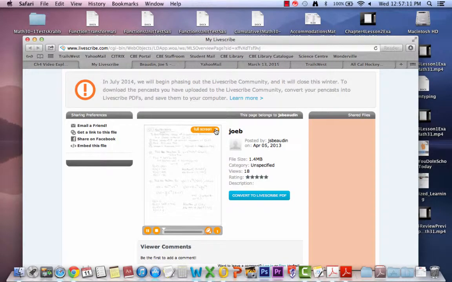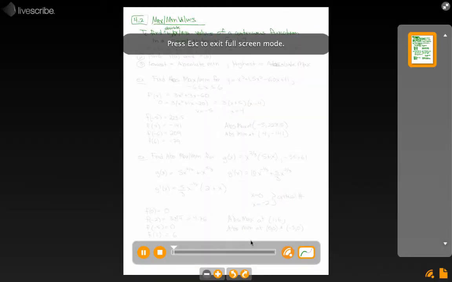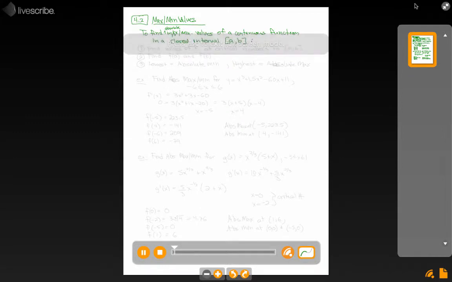Come to section 4.2, max min values. So what we're going to do here is we're going to be asked to find absolute max or min values of a continuous function in a closed interval. I'll give you a few steps that we'll follow, and then we'll do a couple of examples.